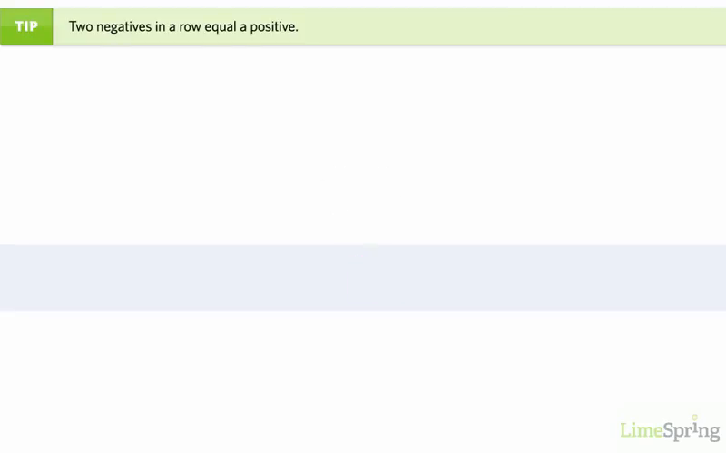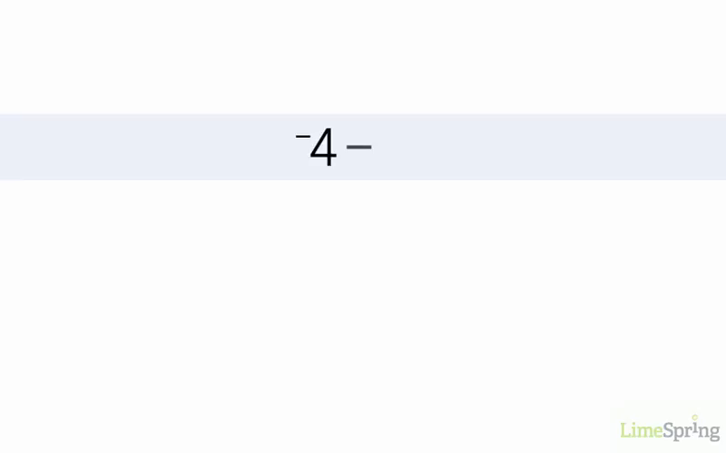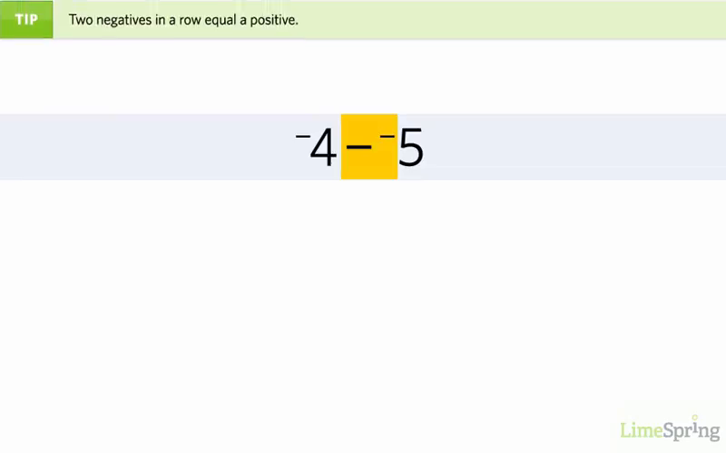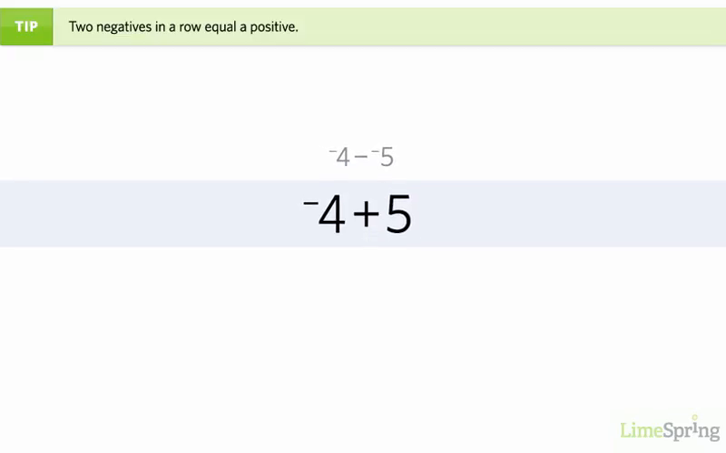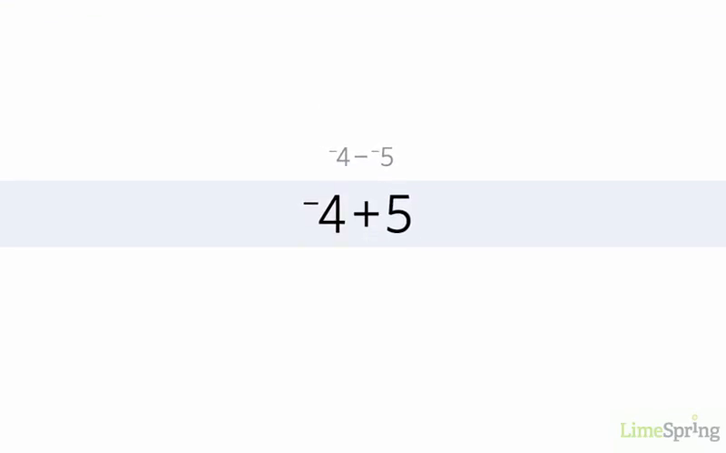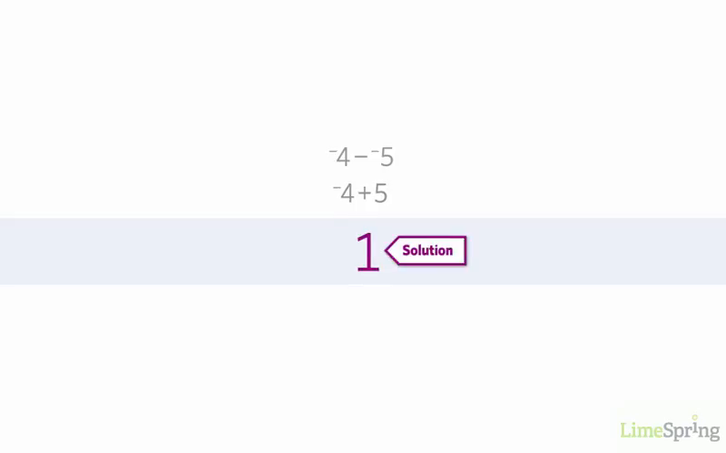Alright, last problem of the lesson. Negative 4 minus negative 5. We have another double negative since we have subtraction followed by a negative sign. So let's change the 2 negative signs into addition to get negative 4 plus 5. The signs of negative 4 and 5 are different, so we subtract 4 from 5 to get 1, and then take the sign of 5, which is positive, to get positive 1 as our answer. So negative 4 minus negative 5 equals 1.